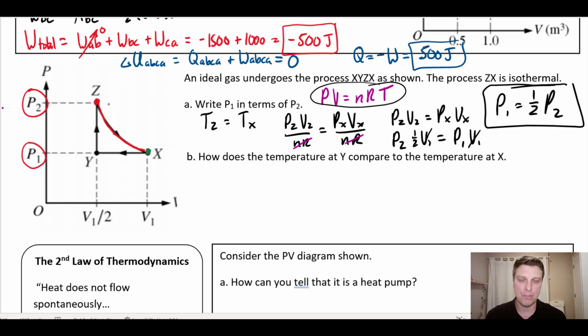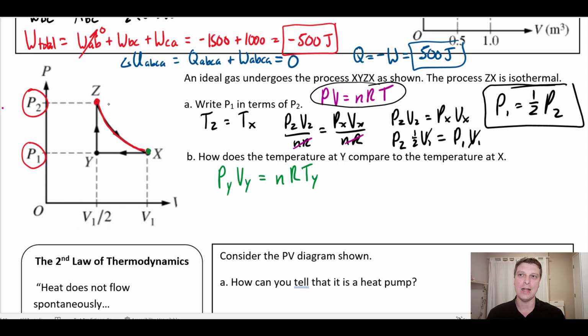But they're asking for a proportionality thing, so they want to know by how much. So to compare the temperature at Y to the temperature at X, again, we're going to go back to our ideal gas law. I'm going to start with this. I'm going to say that PY VY equals nR TY. Okay. Now, that's my ideal gas law for my point at Y. I'm going to do something kind of funny here, or maybe it seems funny.